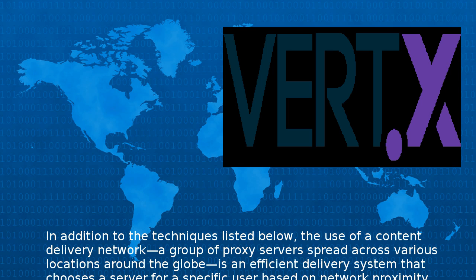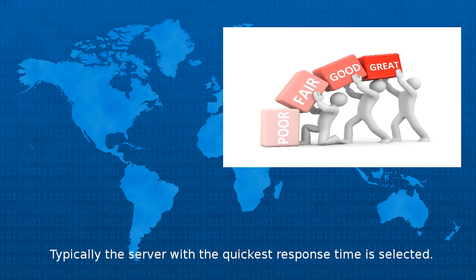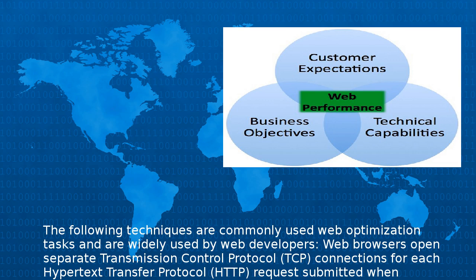In addition to the techniques listed below, the use of a content delivery network, a group of proxy servers spread across various locations around the globe, is an efficient delivery system that chooses a server for a specific user based on network proximity. Typically, the server with the quickest response time is selected. The following techniques are commonly used web optimization tasks and are widely used by web developers.